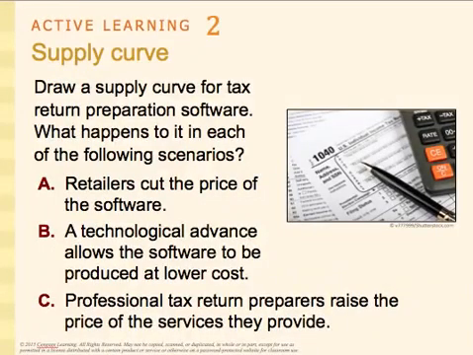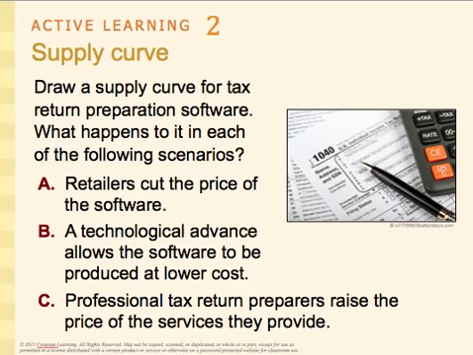So let's work through an example. We can draw a supply curve for, let's say, tax return preparation software. What happens to it in each of the following scenarios? Let's say retailers cut the price of the software. Okay, that's a price affecting the direct supply of software. The second example we're going to work through is a technological advance that allows the software to be produced at a lower cost. And the third example is professional tax return preparers raise the price of services they provide.